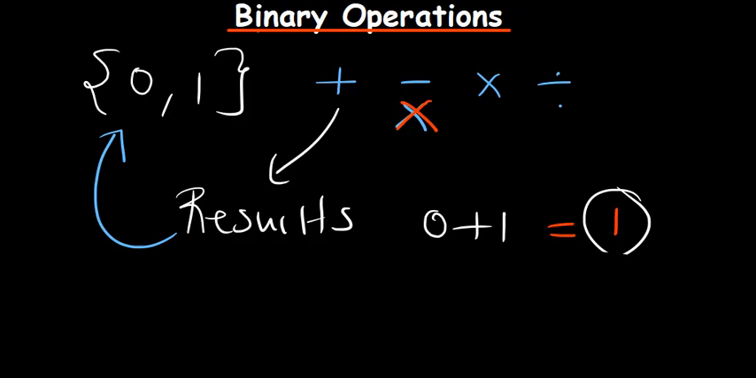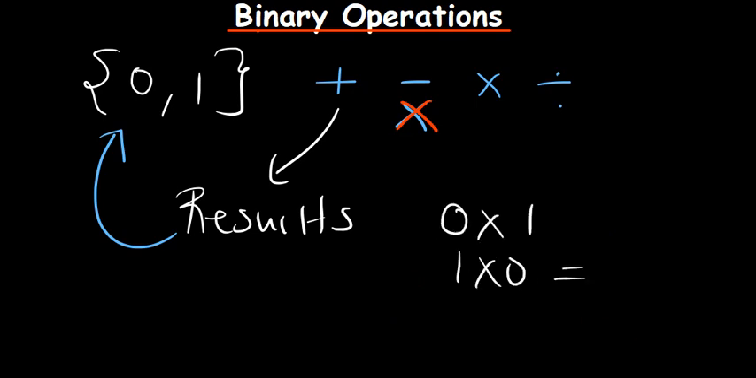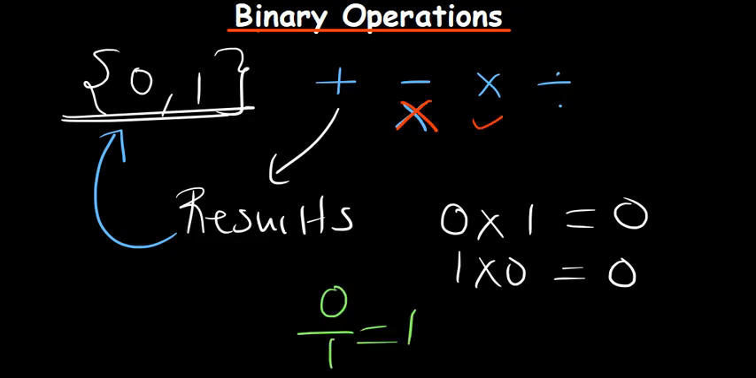Now, what if we look at multiplication? 0 times 1, 1 times 0, that's a 0, that's a 0. So 0 is within the set. So multiplication in this case is a binary operation. Division: 0 divided by 1 is a 0, but 1 divided by 0 is undefined. So it's definitely not a binary operation on that set.